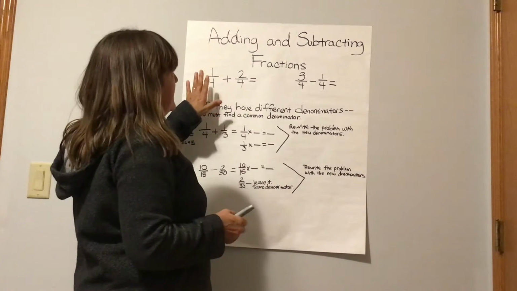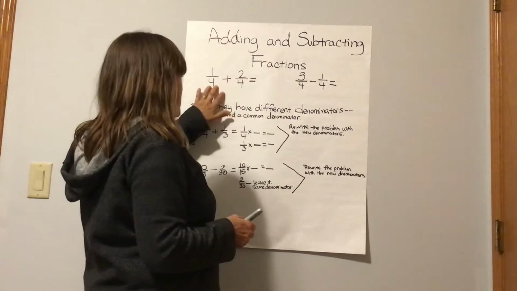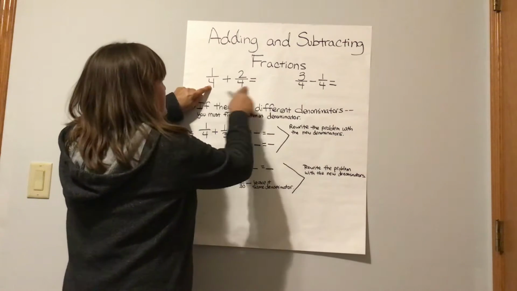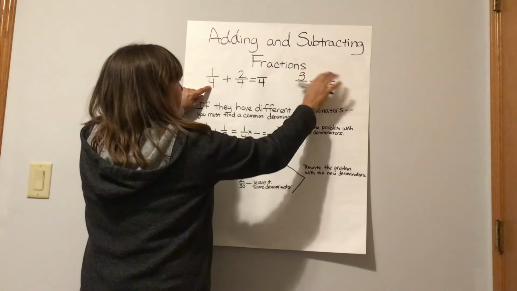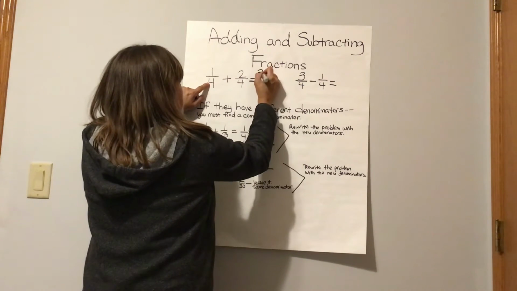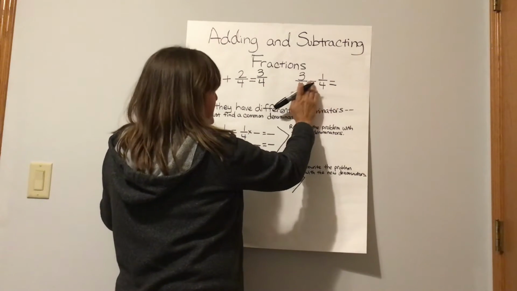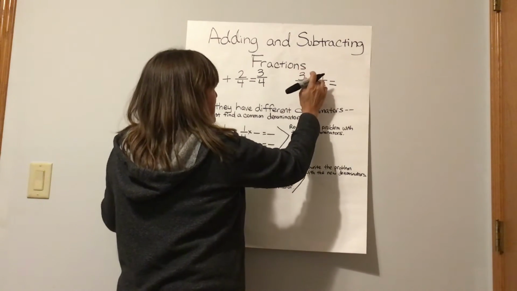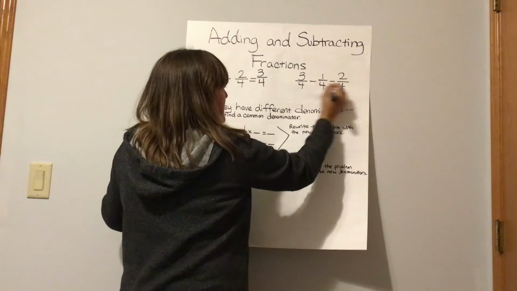Okay, so the rules are, if both fractions have the same denominator, then you just keep that denominator and add or subtract the top. So 1/4 plus 2/4 equals 3/4, okay? If you have the same denominator for subtraction, same thing. So 3 minus 1 is 2, and then keep the 4.